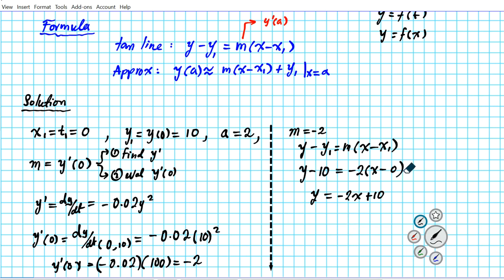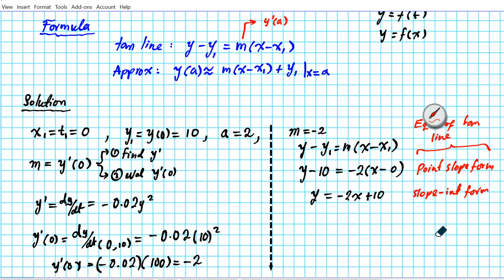Let's just write it down. This is the equation of the tangent line in point slope form. And then this is the equation of the tangent line in slope intercept form. All right, so why did we go through the work of putting the equation of the tangent line in slope intercept form? Well, it's easier to use it to estimate.